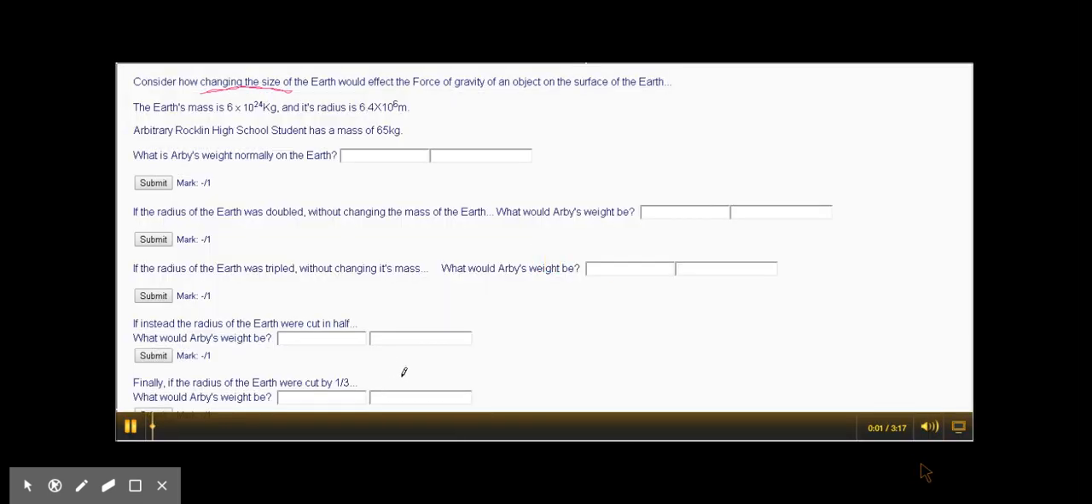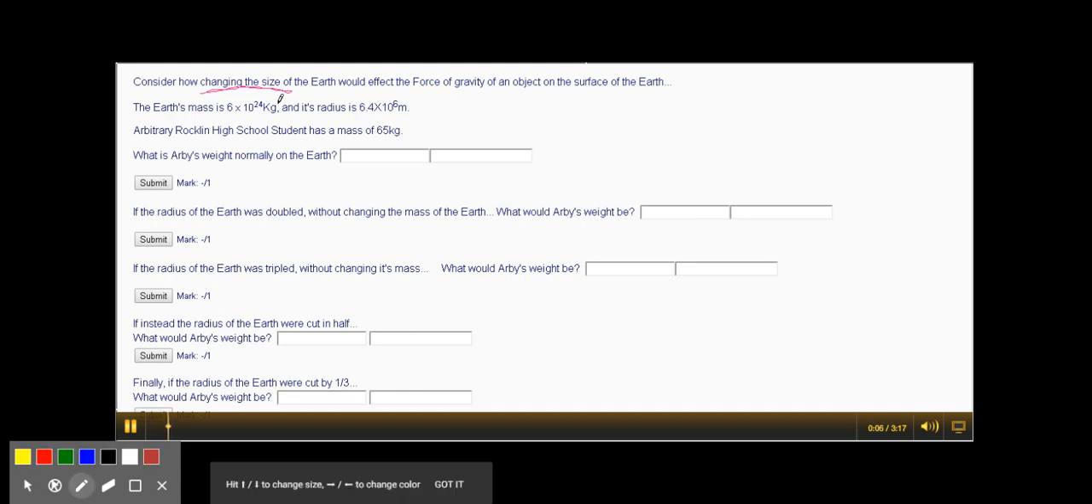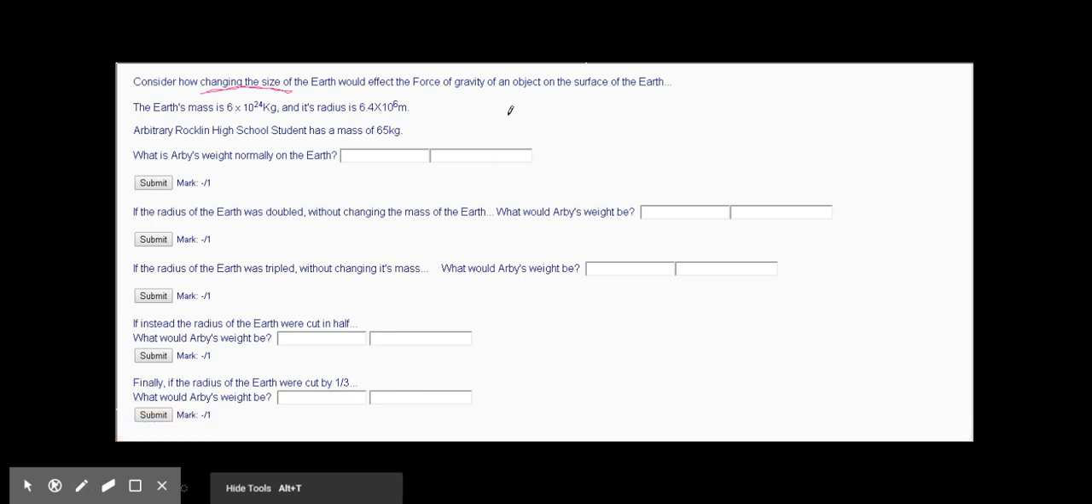So in this question, we're going to consider how changing the size of the Earth without changing the mass of the Earth would affect the gravity. Now, a better way to actually put this, because sometimes people can get confused by just this concept, is to just think about the distance.